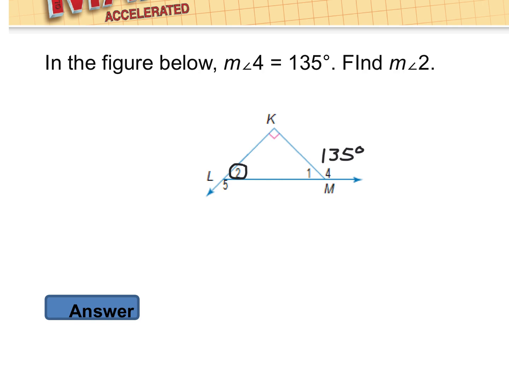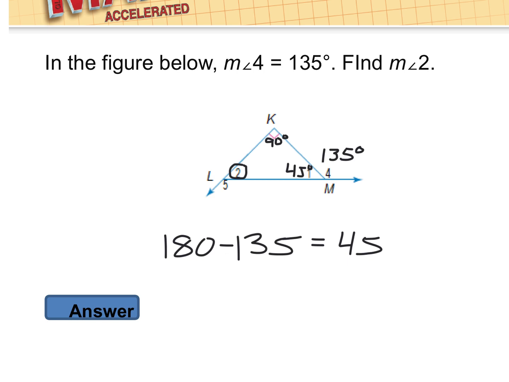What did we realize the relationship between 1 and 4 is? They're supplementary because we see that straight line, right? What do we know about supplementary angles? They add up to 180, so how can I find the measure of angle 1? Yep, 180 minus 135, what does that give us? 45. Okay, so I'm going to fill in that angle 1 is 45 degrees. What else do we know about that triangle? Right angle, what does a right angle tell us? It's complementary, which is 90 degrees.